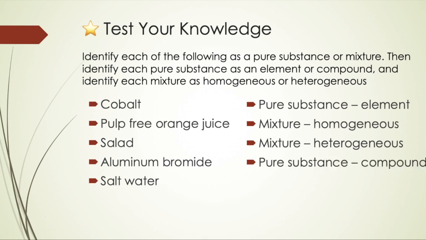Aluminum bromide is a pure substance, specifically a compound. Again, the two different element names in there together give us a good idea that it's a compound. Lastly, salt water, similar to sugar water, is a homogeneous mixture.